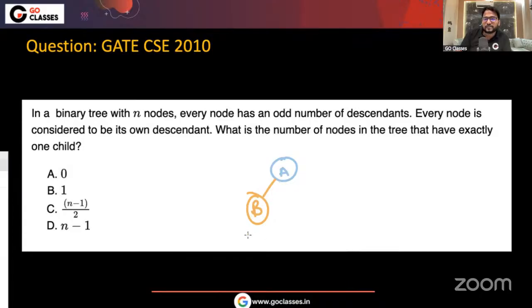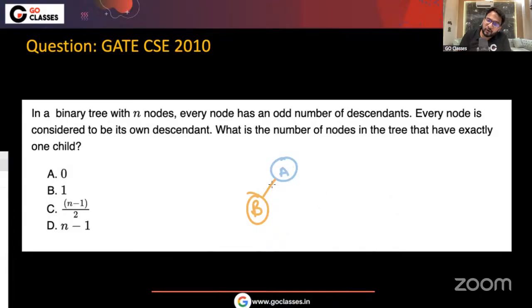Now how many descendants? Currently one. Now for this A, we have to make the total number of descendants even, but currently it is just one. So A is satisfied, A is having a total number of descendants as 2, but B is not having 2. The moment you satisfy B, A is basically imbalanced, or A is basically having an odd number of descendants. So what I mean to say is that they are asking the number of nodes that are having exactly one child.